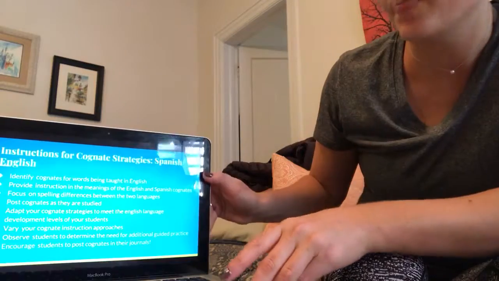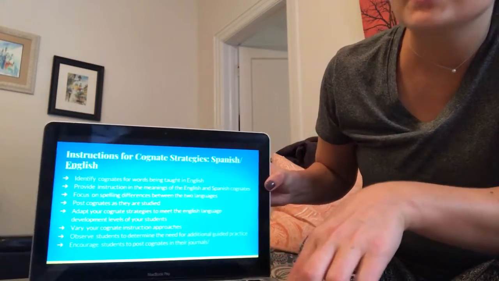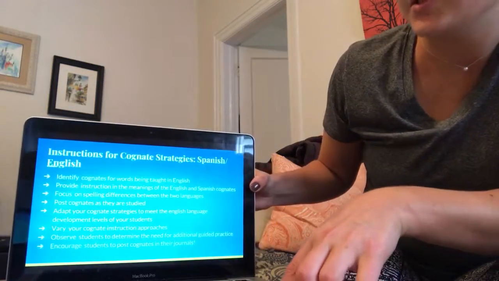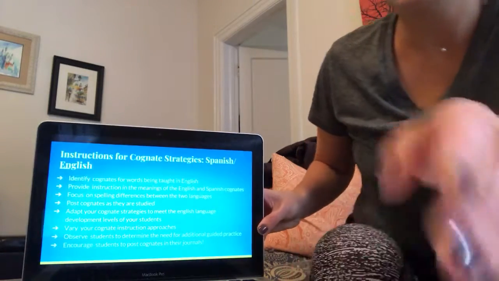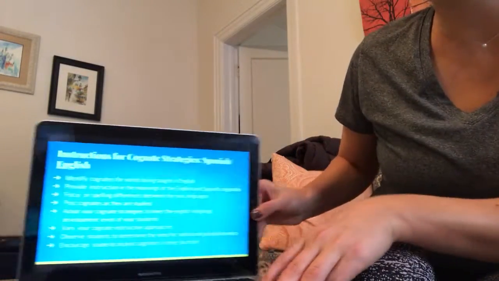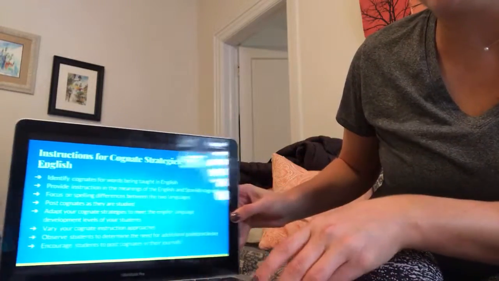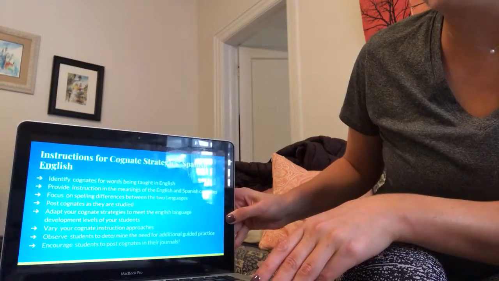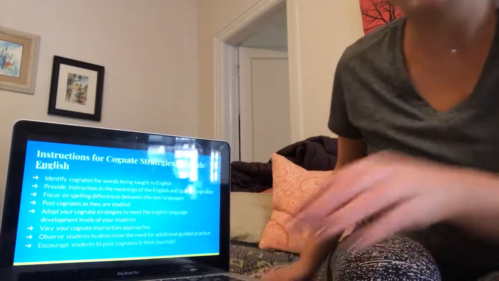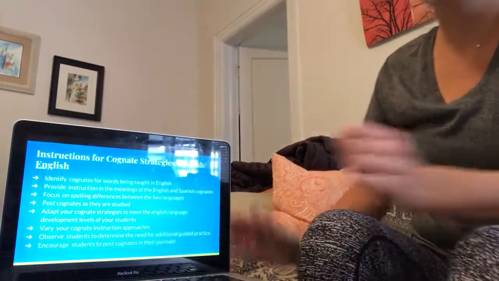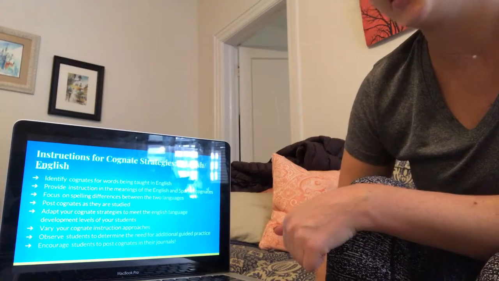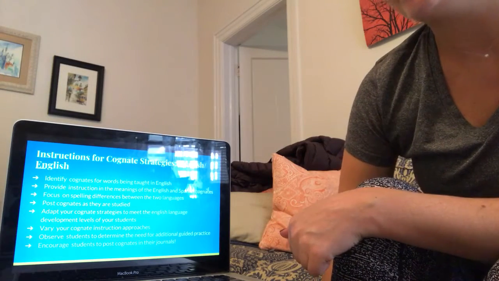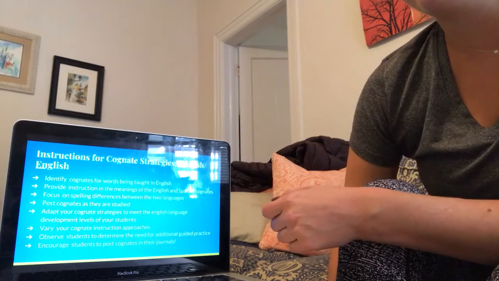So, moving right along. This is my slide about the instructions for cognate strategies, just how to implement this into your classroom. There are a lot of words on the slide, but I just wanted everyone to have the information on exactly how to do it. Because this one might be unfamiliar to some teachers, first you identify cognates for words being taught in English. You identify them depending on your unit or the book you're reading.